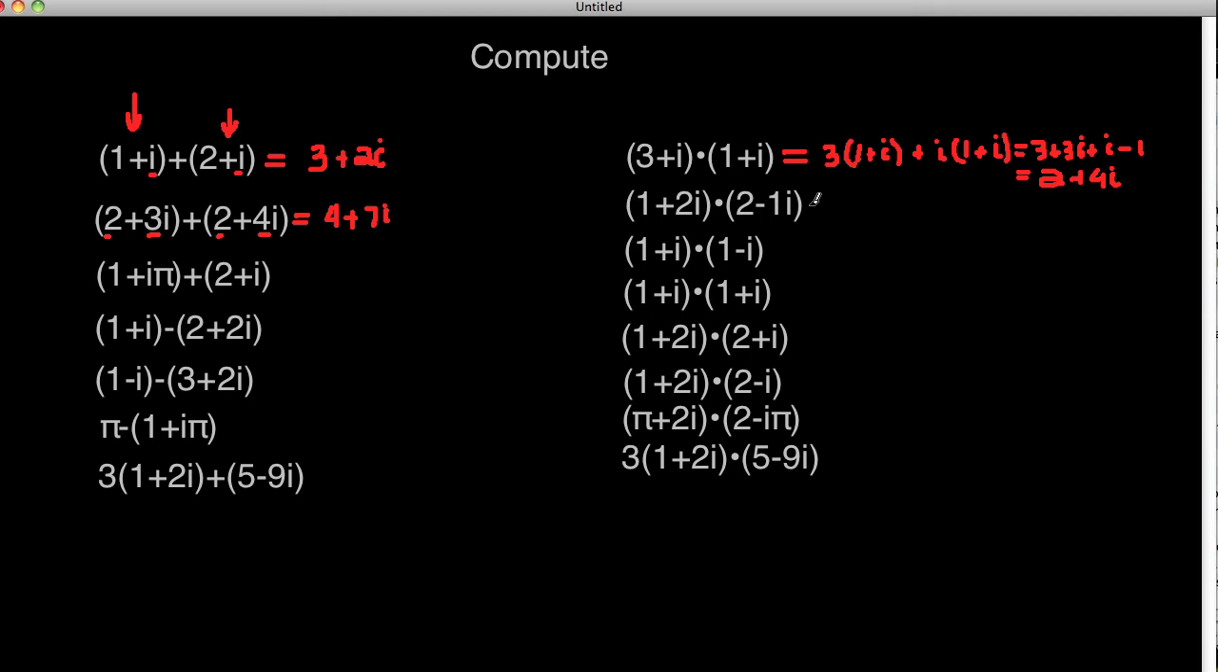Okay, let's do this one right in here. Take this out so I have space. I have 1 plus 2i times 2 minus 1i. That's just an i there. So this is equal to 1 times 2 minus i, plus 2i times 2 minus i.